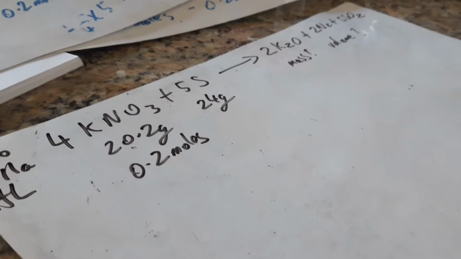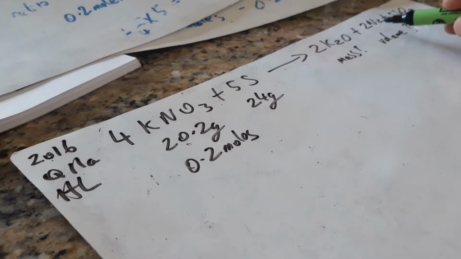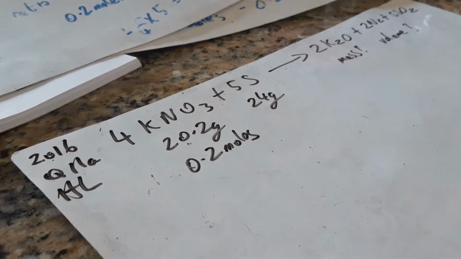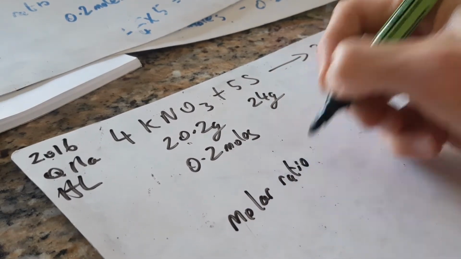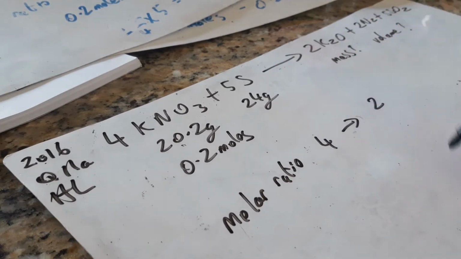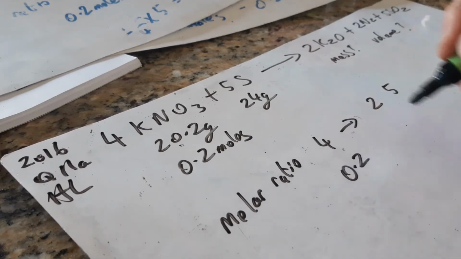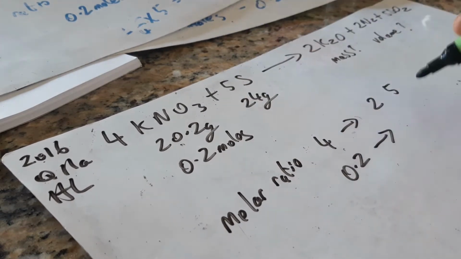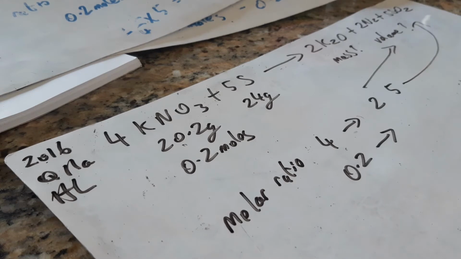So we've got 0.2 moles of potassium nitrate, and we're trying to work out how many moles in total of nitrogen and sulfur dioxide we produce. We're going to use our molar ratio to help us do this, and our molar ratio shows us that 4 moles of potassium nitrate gives us 2 moles of nitrogen and 5 moles of sulfur dioxide. So if I started with 0.2 moles of potassium nitrate, which I did, how many moles of nitrogen and of sulfur dioxide would I produce? And that's easy to do. It's just molar ratio stuff.